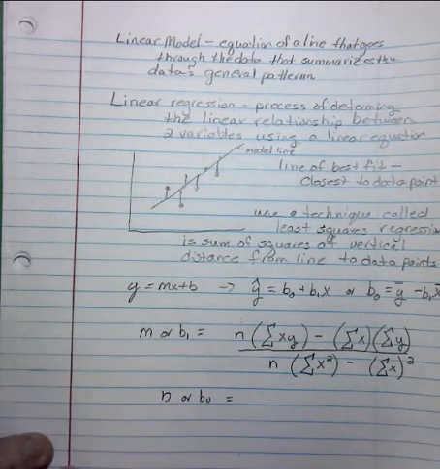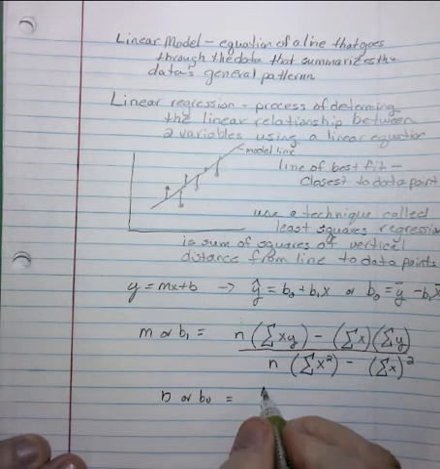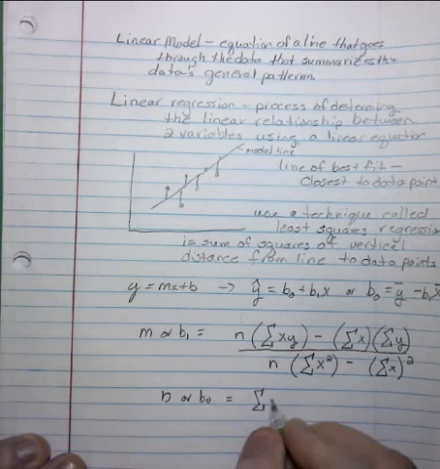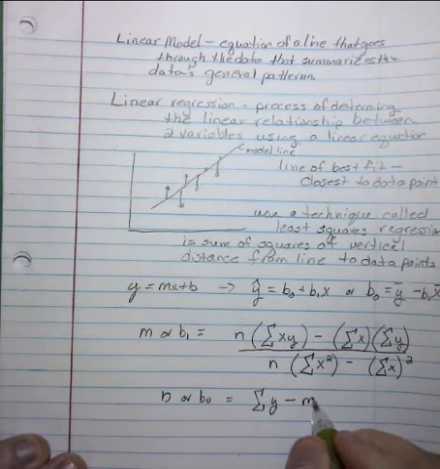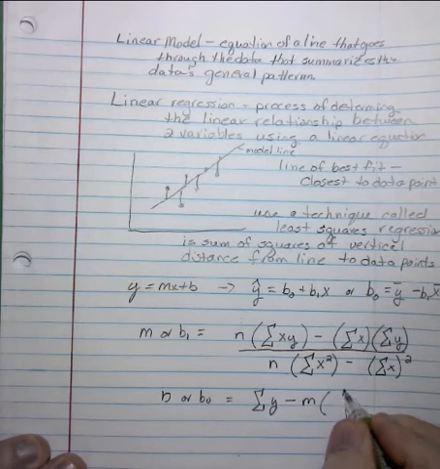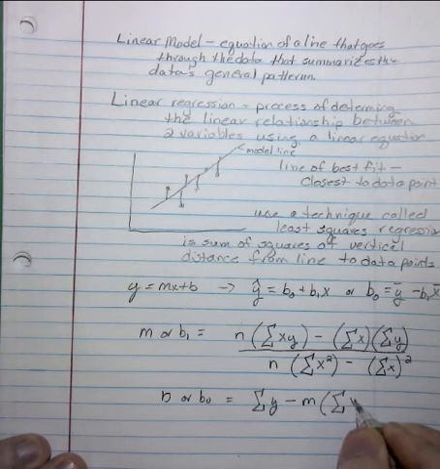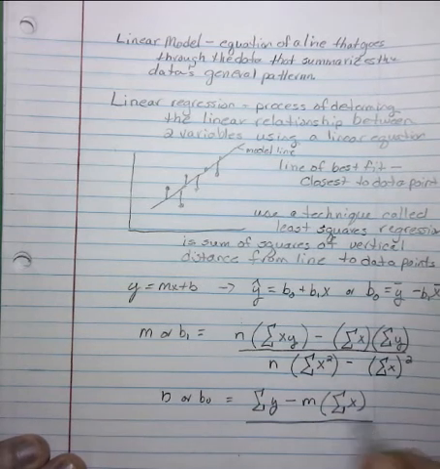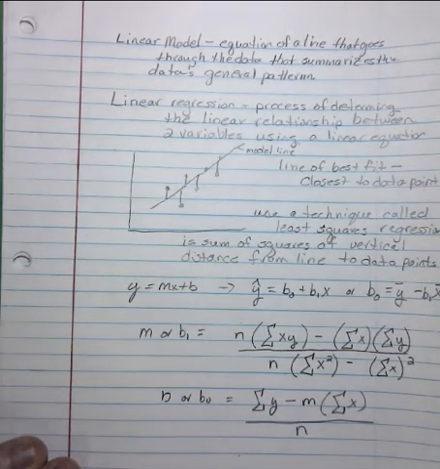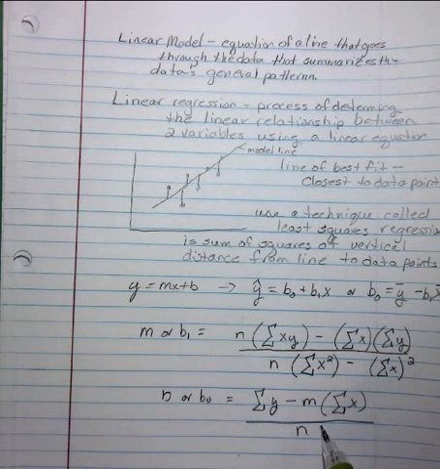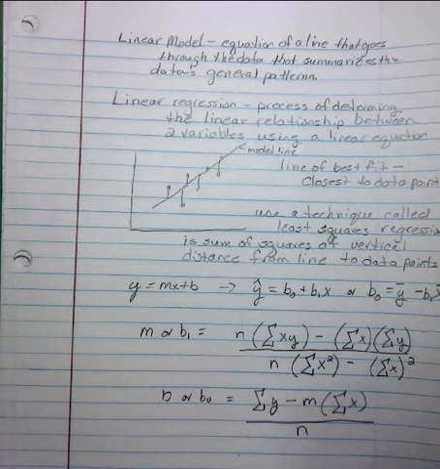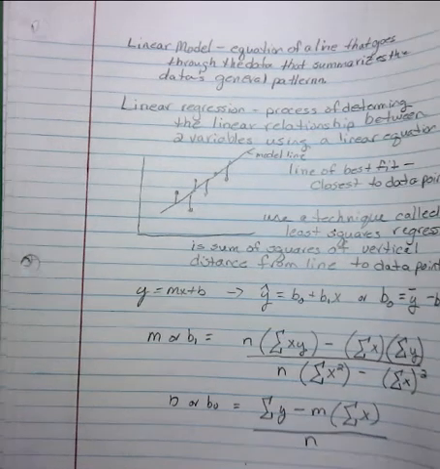But the easiest formula to use is the summation of y minus whatever answer we get here for m times the summation of x over the number of values. Now, again, there are other formulas that you can use, but this is the simplest formula to use. Now, let's look at a sample problem to actually compute our regression equation.